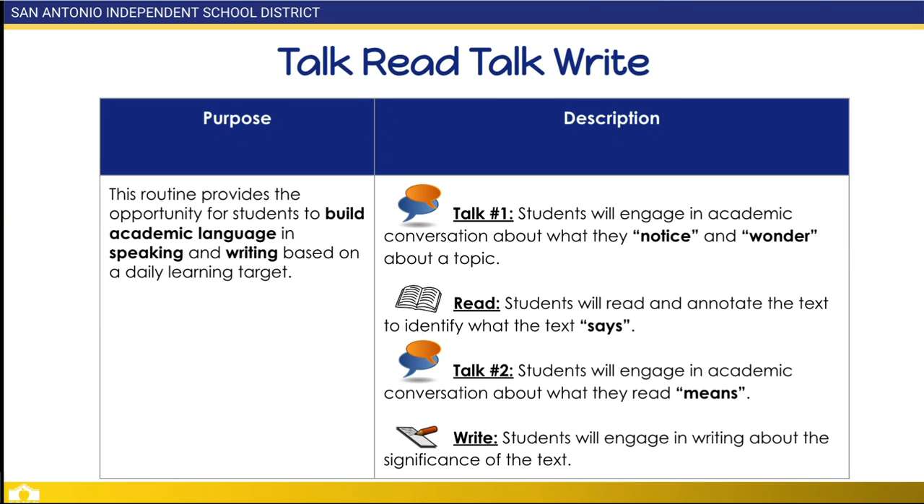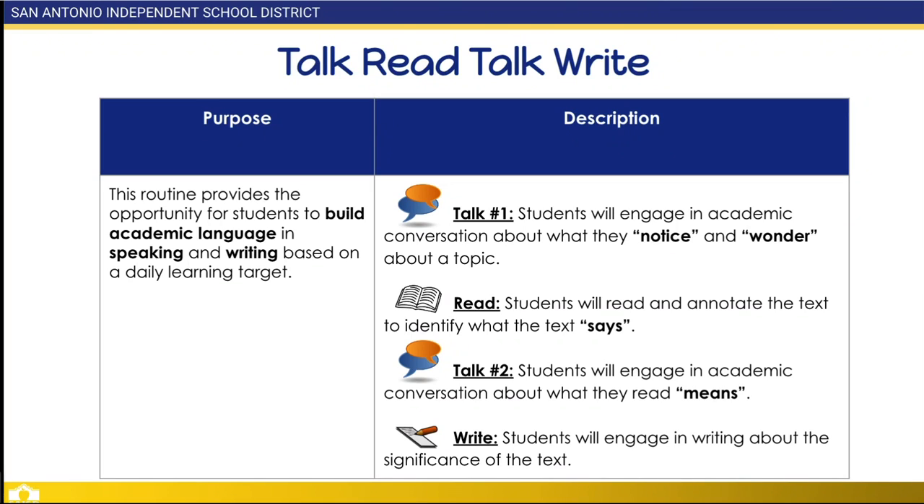Talk, read, talk, write supports academic language in speaking and writing by following the following routine. First, talk number 1. Students will engage in academic conversation about something that they notice or wonder about a topic. For example, students may be shown a picture and be asked to respond to sentence stems such as, I see, or this reminds me of a time when. Then students will move on to read. They will read a passage, article, or a math problem and annotate the text to identify what the text says or is telling them.